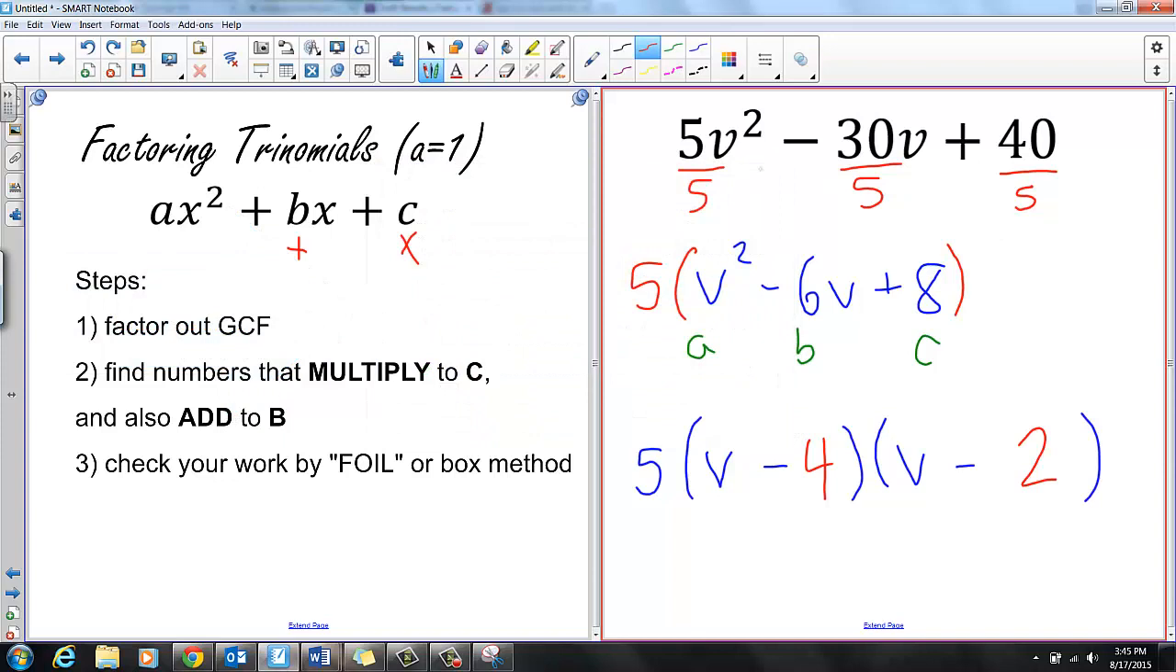And that is the only difference between factoring out a GCF and the previous problem where there was no GCF to factor out. So hopefully that is an easy concept to gather. We just have to remember step 2 over here, multiply to c and also add to b.